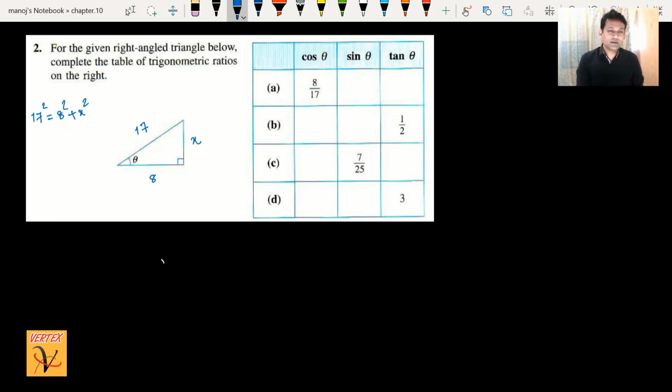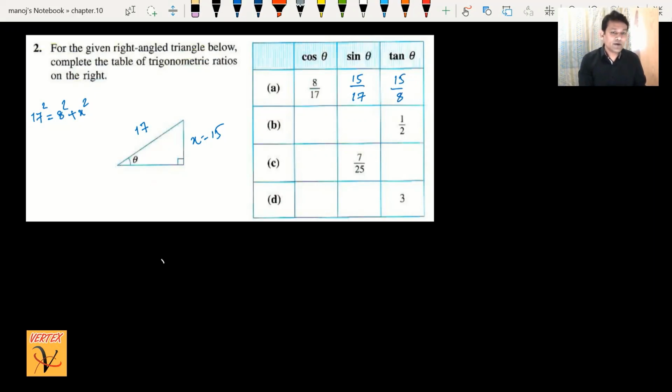So that's 17 square minus 8 square, and then the root is coming 15. So when we found x is 15, it means the sine will be 15 upon 17, and tan theta is 15 upon 8. And by this way, we have done the A part.